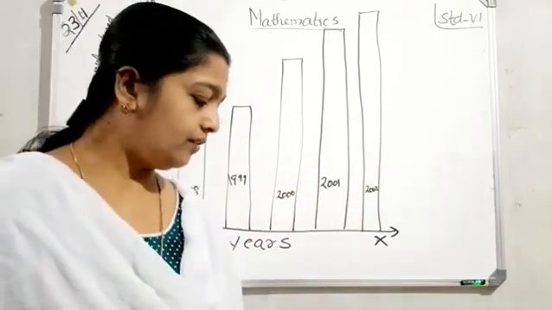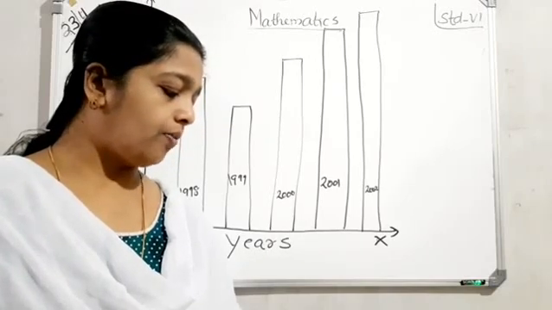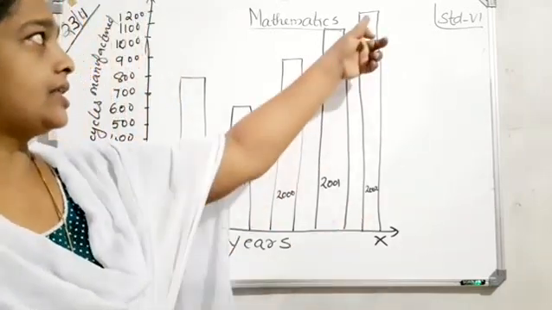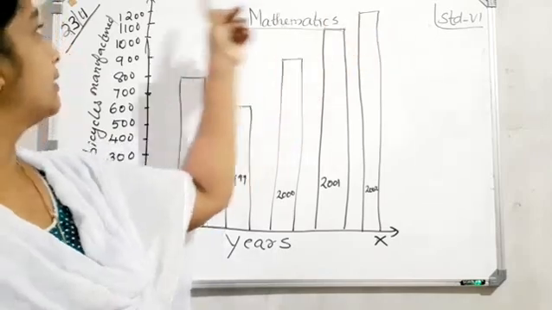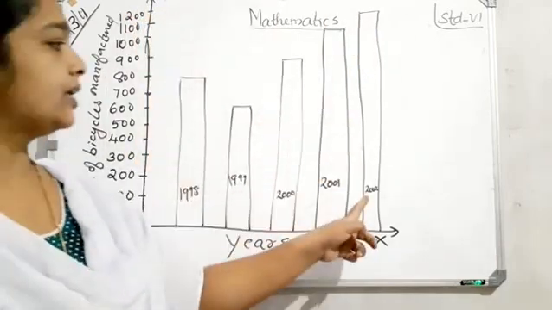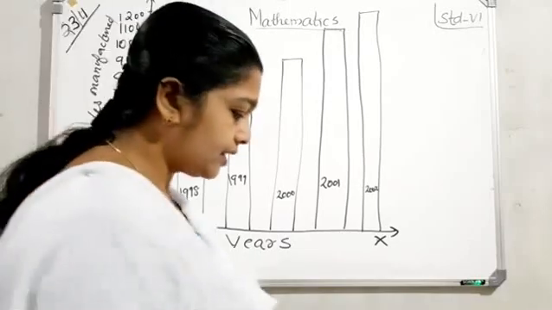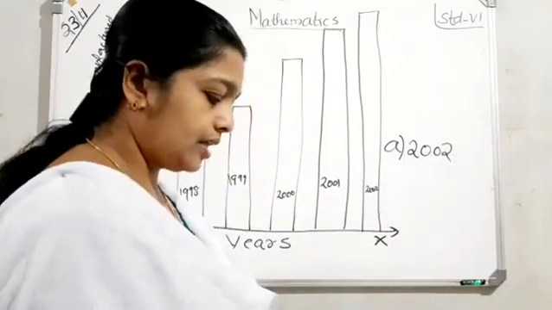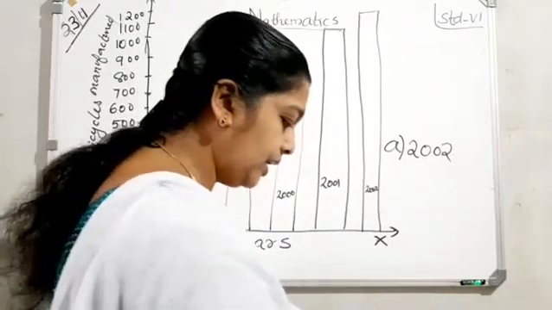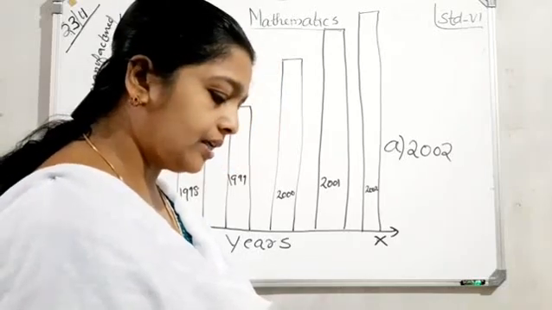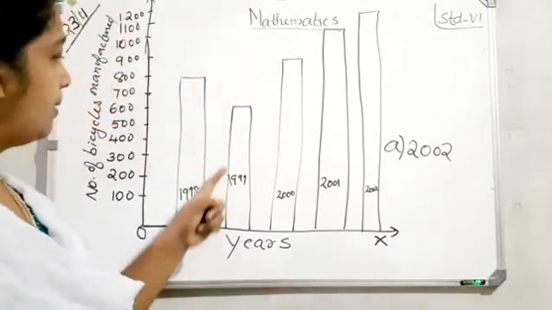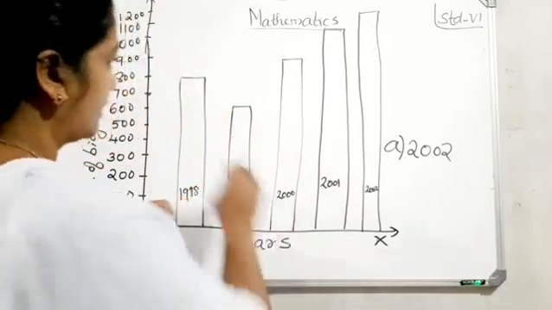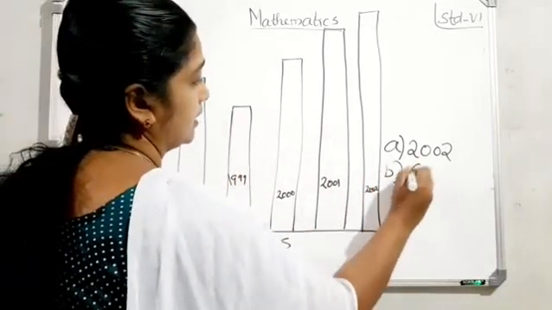Clear? First sub-question: in which year was the maximum number of bicycles manufactured? Say the answer. From the graph, here is the maximum, 1200. Which year? 2002. So that is the first answer: 2002. Next, second question: in which year was the minimum number of bicycles manufactured? Say the answer. Here, the least, that is 600. Answer for B: 1999, 600.